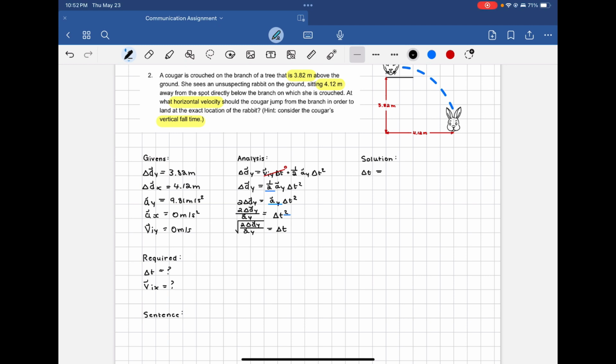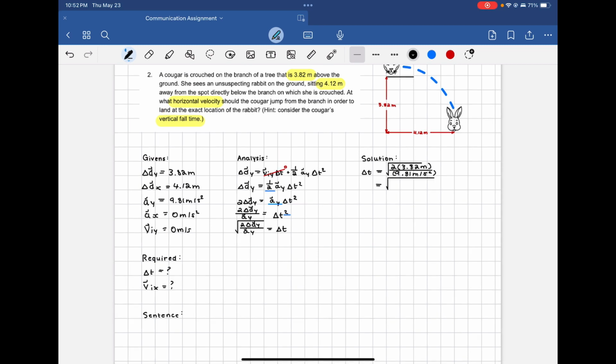Now we can just put in the numbers. So we have time equals the square root of 2, and then the displacement in the y direction, which is 3.82 meters, and that's going to be over 9.81 meters per second squared from gravity. And then we can break it down into steps to make it simpler. So we can do 2 times 3.82, which gives us 7.64, and that's going to still be meters, over 9.81 meters per second squared.